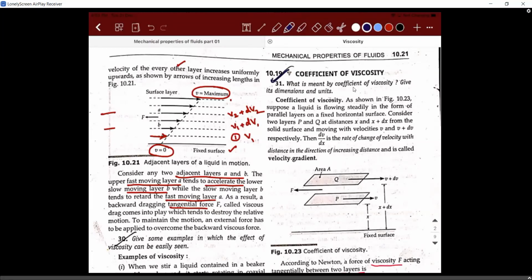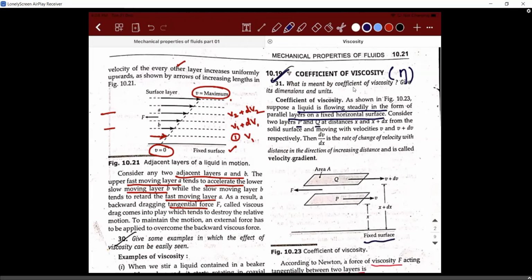So what is this coefficient of viscosity? Let's see. It is represented by a symbol written like this. This is called eta, a Greek letter, E-T-A. So as shown in the figure, suppose a liquid is flowing steadily in the form of parallel layers on a fixed horizontal surface. Then you can consider two layers, P and Q, at slightly different distances from the fixed surface.